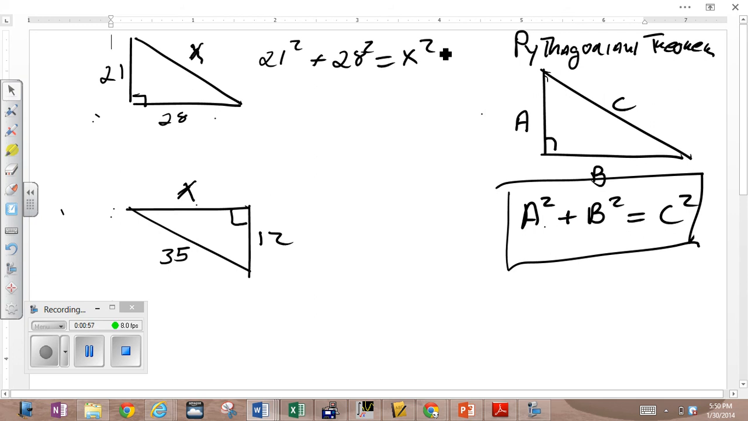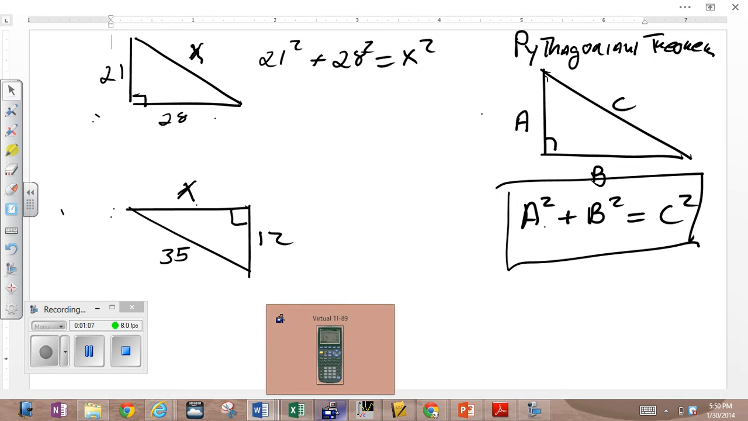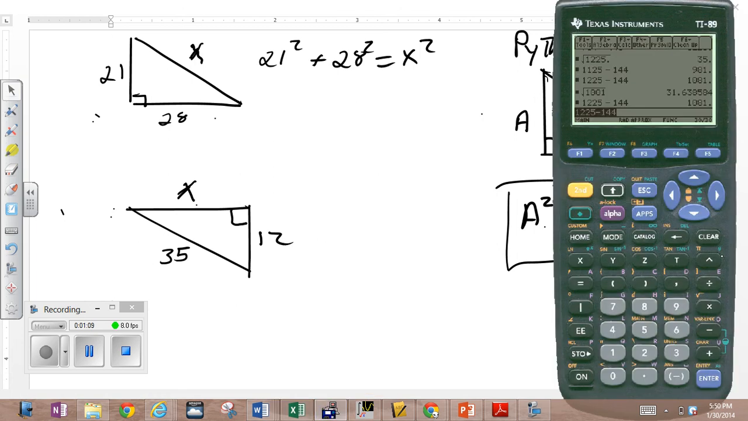So now all I have to do is square each of these. I did say you have to know 1 through 20 squared, so you can use your calculator for these problems. So here we go. We're going to ask our calculator for 21 squared, which hopefully you would remember is 441. I'm also going to ask my calculator for 28 squared. And 28 squared, to the second power, is going to be 784.